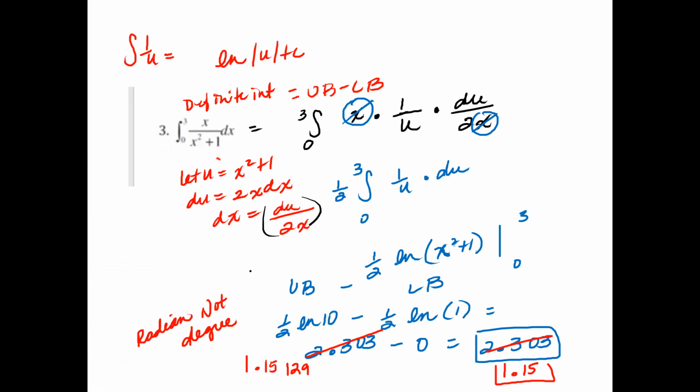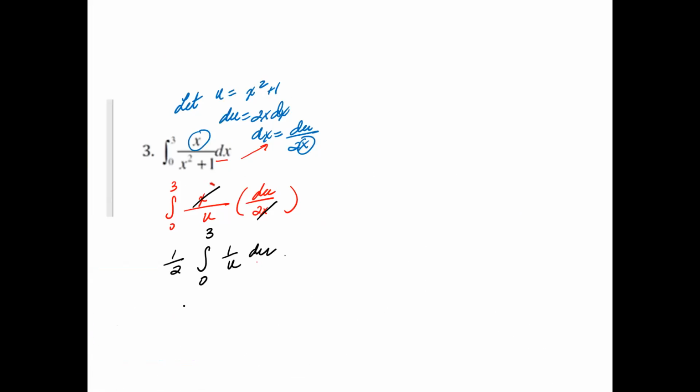So the integral of 1 over u is just going to be ln u plus c. Evaluate that from 0 to 3. So I'm going to replace the u with the x squared plus 1. I don't need to worry about the c right there. And then what you're going to do is plug in your upper and lower bound. So 1/2, and then just plug in your upper bound minus your lower bound. And that should give you an answer.